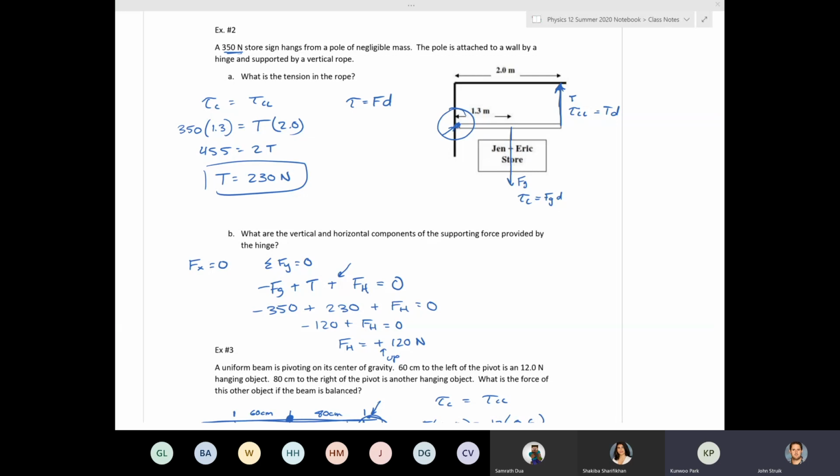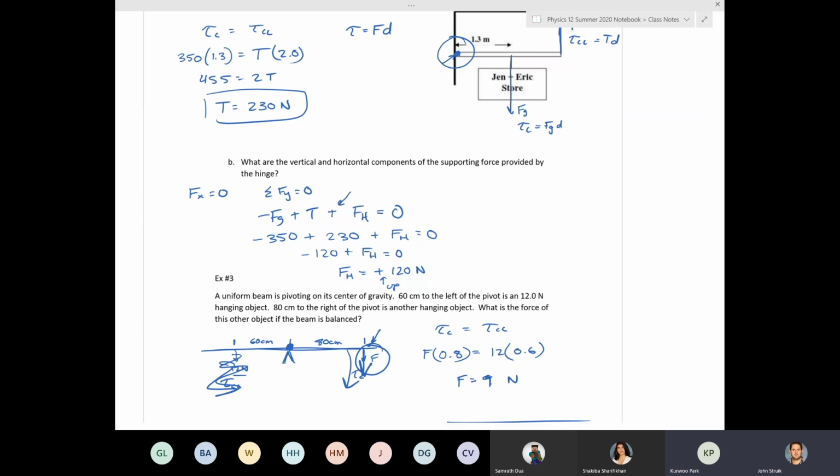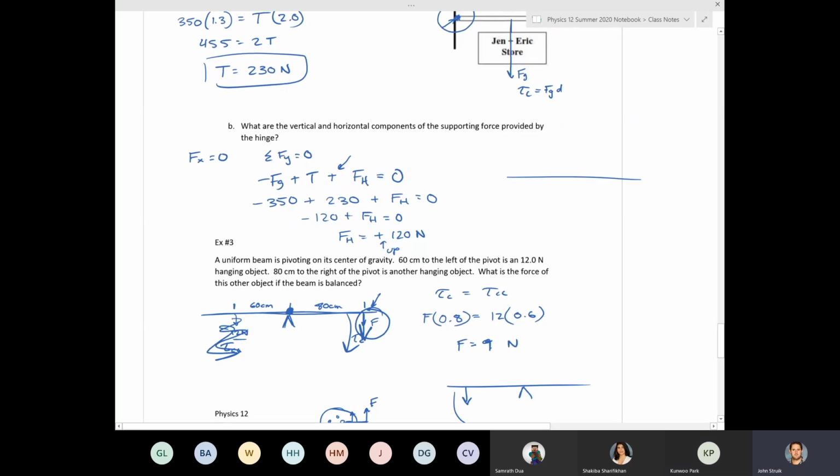Wait, so one side going up is clockwise? Well, it depends on how you draw it. If I make my pivot point right here, then this is going to cause counterclockwise, and this would cause clockwise. But if I change my pivot point to being right here, then up is now clockwise and down is now counterclockwise. So it depends on where the force is in relation to the pivot. All right. Thank you.